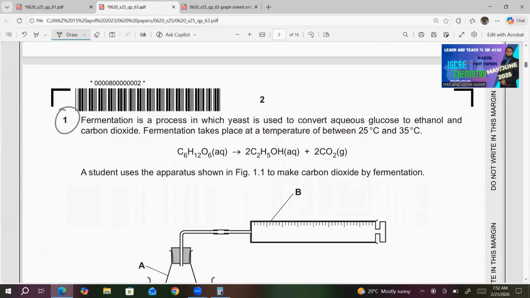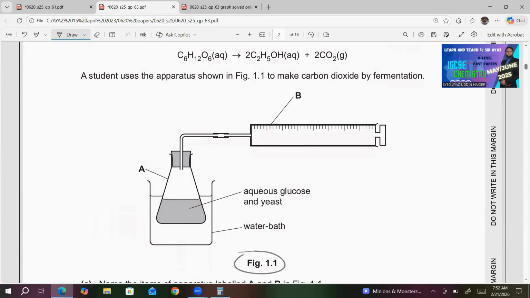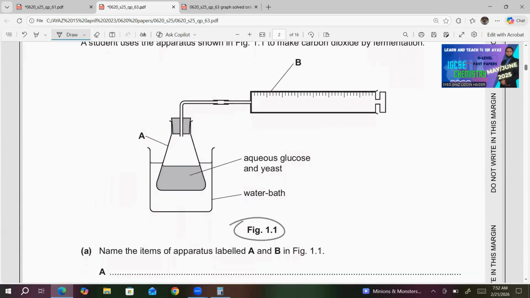Fermentation is a process in which yeast is used to convert aqueous glucose to ethanol and carbon dioxide. Fermentation takes place at a temperature of between 25 degrees centigrade and 35 degrees centigrade. Here's the reaction equation: C6H12O6 aqueous gives 2C2H5OH aqueous plus 2CO2 gas. A student uses the apparatus shown in figure 1.1 to make carbon dioxide by fermentation. So here's the whole setup, that is figure 1.1.